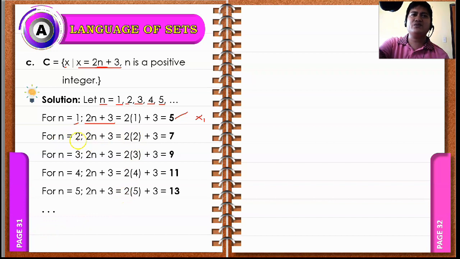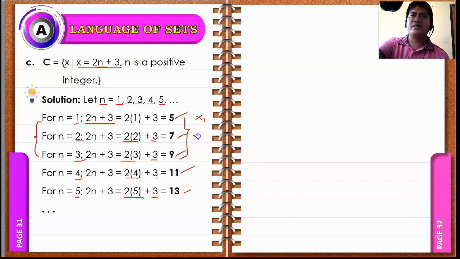Second, for n equals 2, we have 2 times 2 plus 3, which is 7. For n equals 3, we have 2 times 3 plus 3, which is 9. If n is 4, we have 2 times 4 is 8 plus 3 equals 11. And finally, if n is 5, we have 2 times 5 plus 3 equals 13. For this example, since this is an infinite set, you don't need to compute more. You can compute only at least 3 computations, and it suffices for your answer.